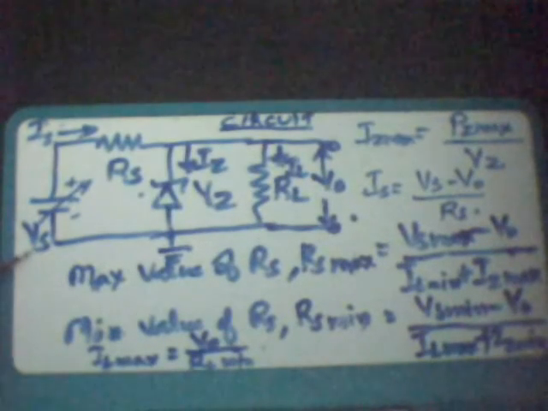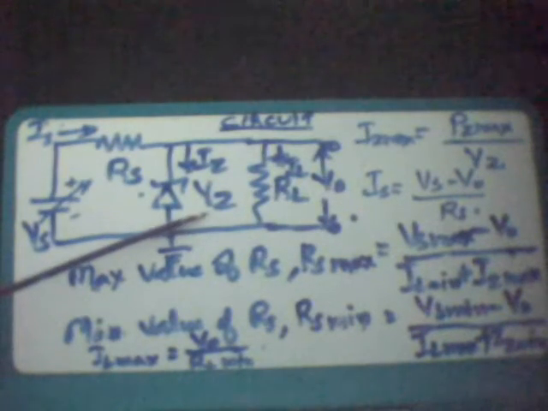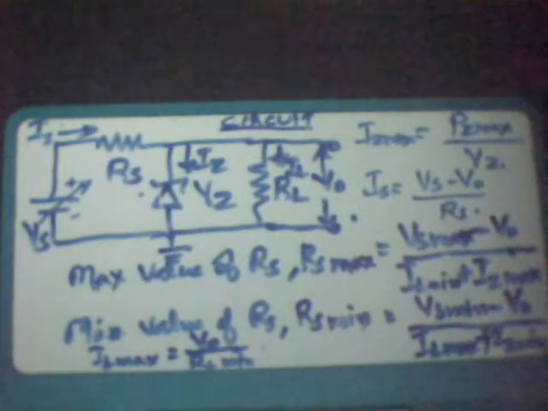Vs is the input voltage, Rs is the series current limiting resistor which limits the current through the Zener diode, Is is the current flowing through Rs, Vz is the Zener breakdown voltage, Iz is the current flowing through the Zener diode, and RL is the load resistance. The Zener diode is placed across the load resistance, which means that this is also called a shunt regulator. V0 is the output voltage.